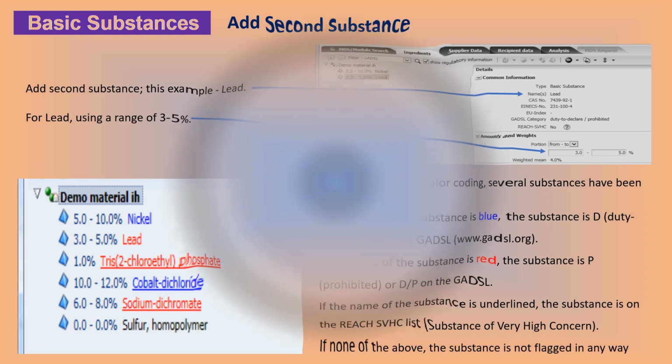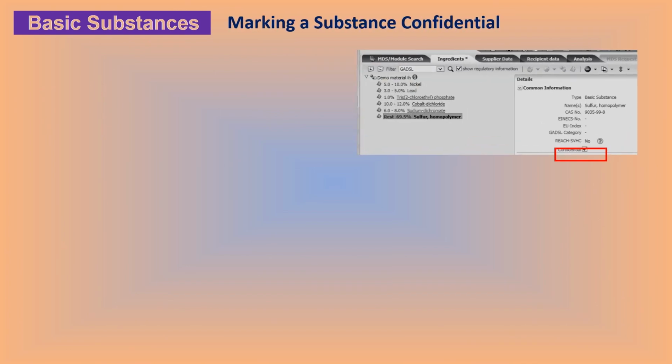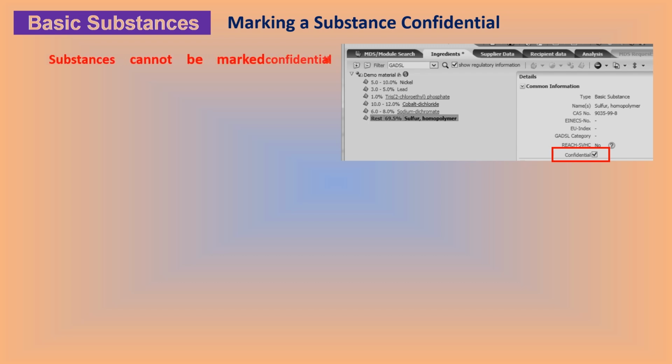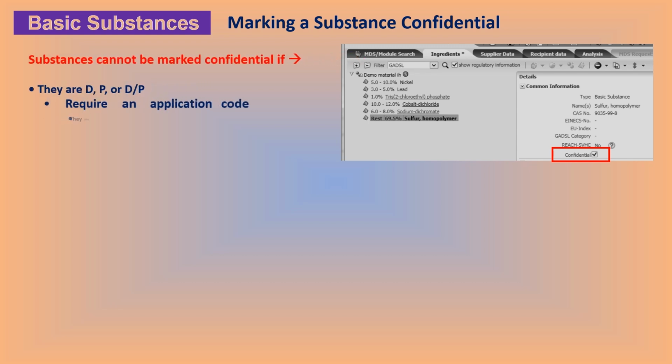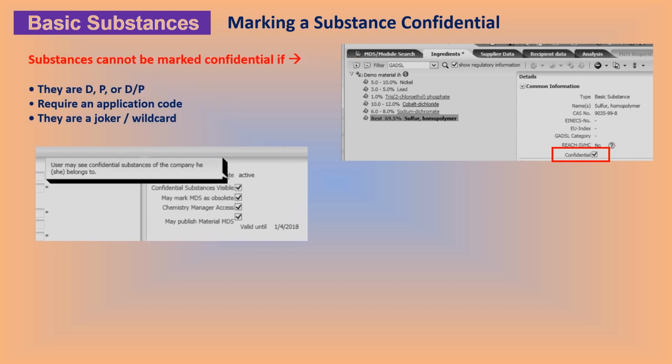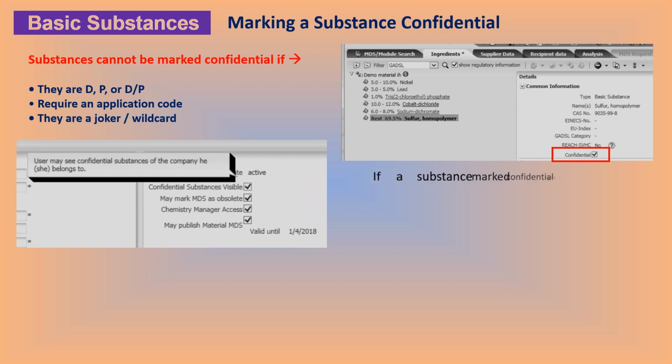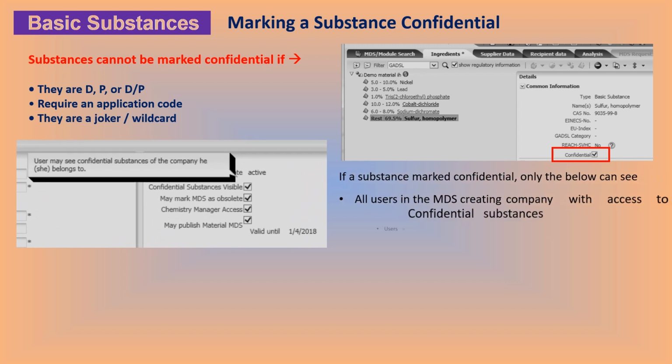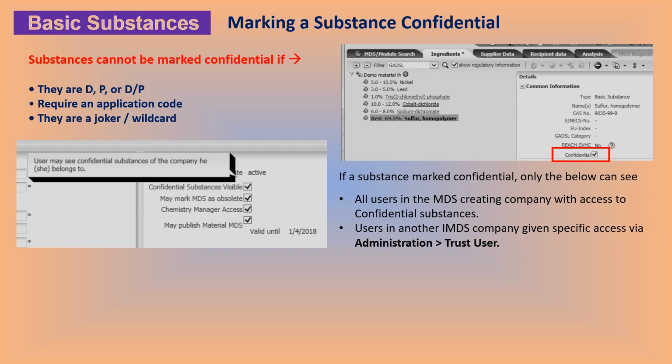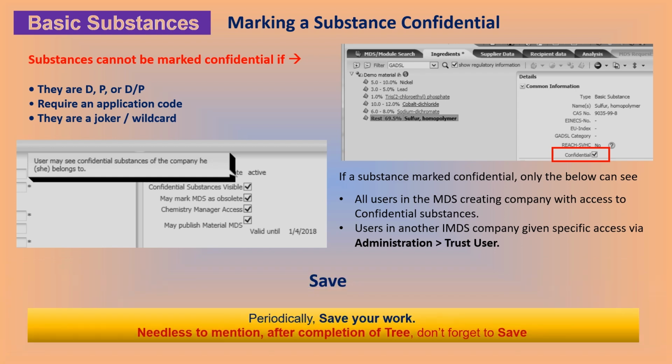Marking a substance confidential. Substances cannot be marked confidential if: 1. They are D, P, or DP. 2. They require an application code. 3. They are a Joker wildcard. If a substance is marked as confidential, only the following can see it: 1. Users in the MDS creating company with access to confidential substances. 2. Users in another IMDS company given specific access via administration.